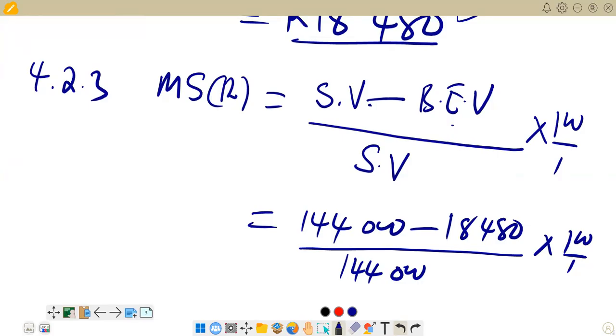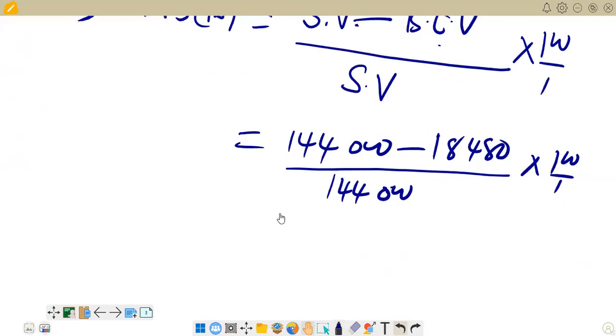So we try to calculate that one. We are supposed to get 87%. So this is the ratio that we have, right? So this is the question that we have here.